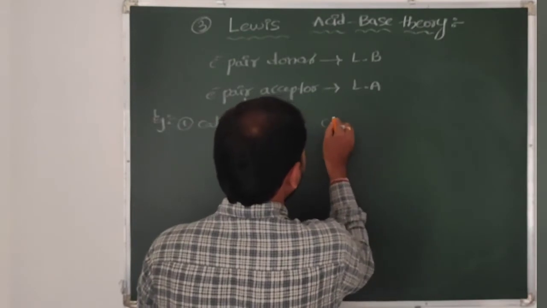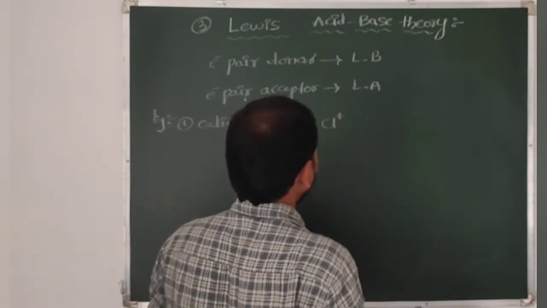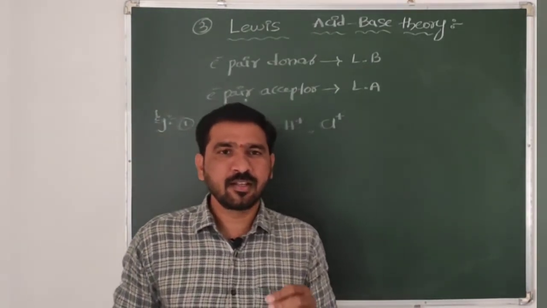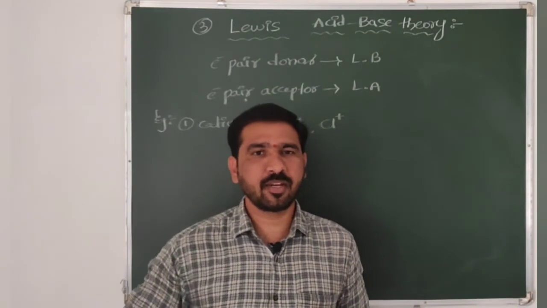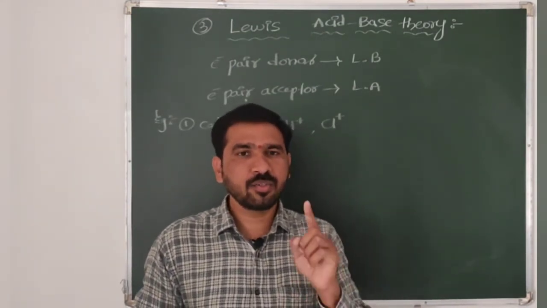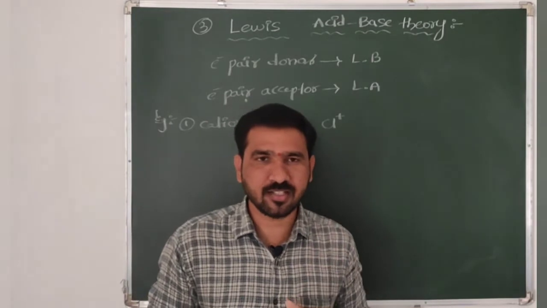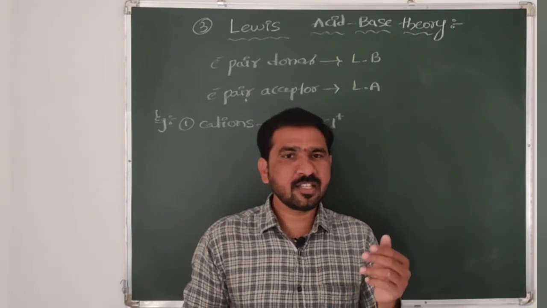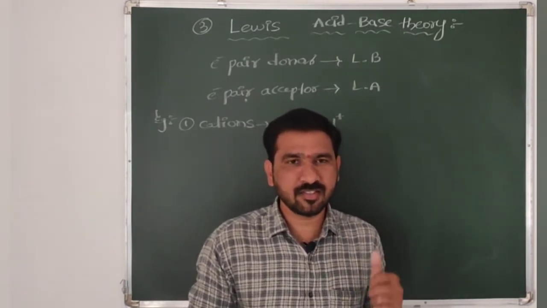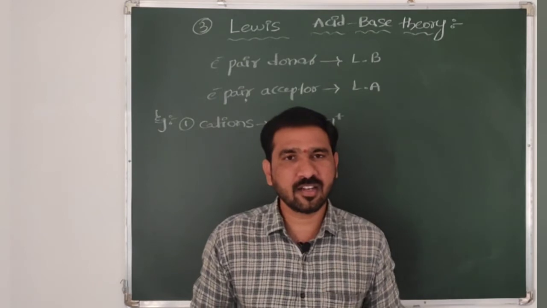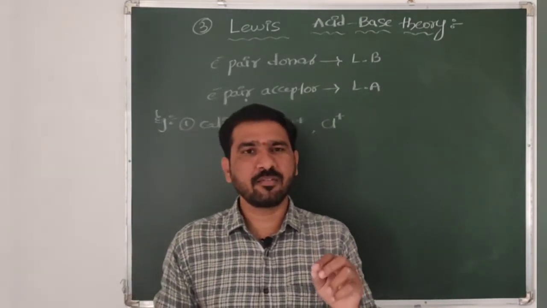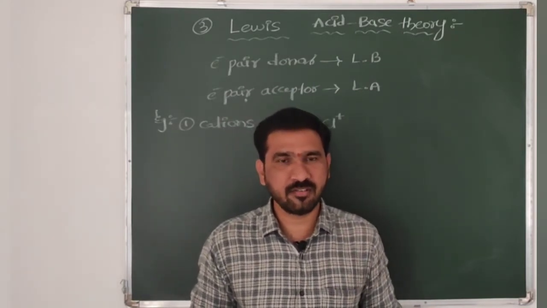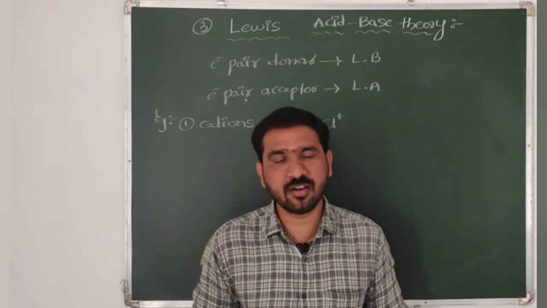And for example, take Cl plus. Cl has 17 electrons, with atomic number 17. After losing one electron it gets a positive charge, which means it has 16 electrons. The nearest zero group element or noble gas to Cl is argon, whose electronic configuration is neon 3s2 3p6. That is an octet electronic configuration, which is more stable according to the Lewis octet rule.